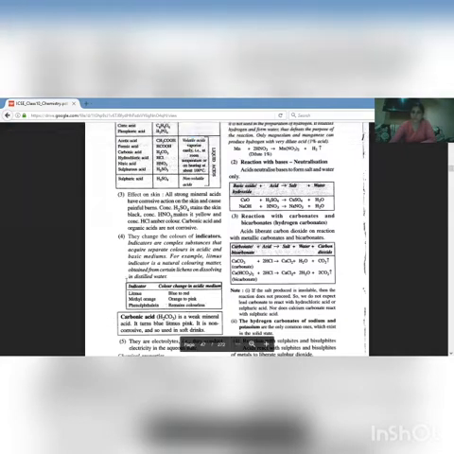Next, indicators. Earlier we have done this. Litmus with an acid turns blue to red. With methyl orange, orange to pink. Phenolphthalein remains colorless. It is a very important part, so underline it and mark it important. Carbonic acid is a weak mineral acid. It turns blue litmus pink. It is non-corrosive and so is used in soft drinks.